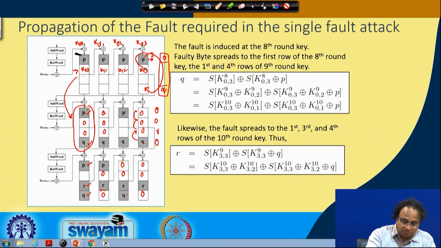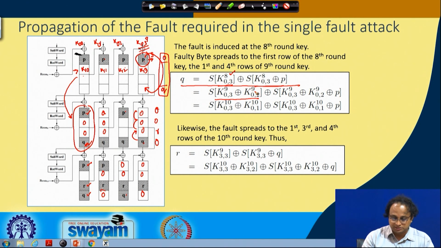So this particular byte is referring to K03 of 8. That is essentially shown here, and likewise if you consider the differential here, then this is K03 of 8 XORed with P, because P is essentially the differential in the key. Now if I take the S-box here, that would give me this Q differential, and therefore I can write this equation. Remember, because of the invertibility that I showed, this K03 of 8 can be obtained by the XORing of the 9th round keys, which are adjacently placed.